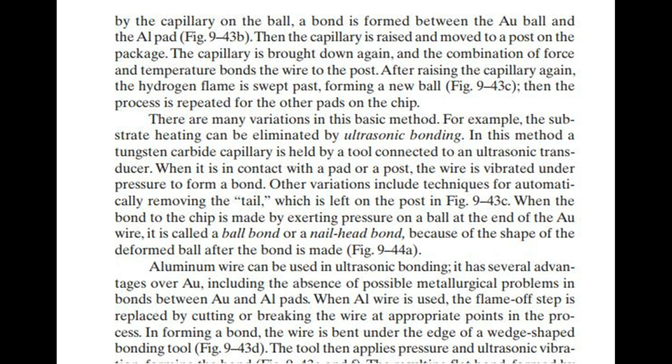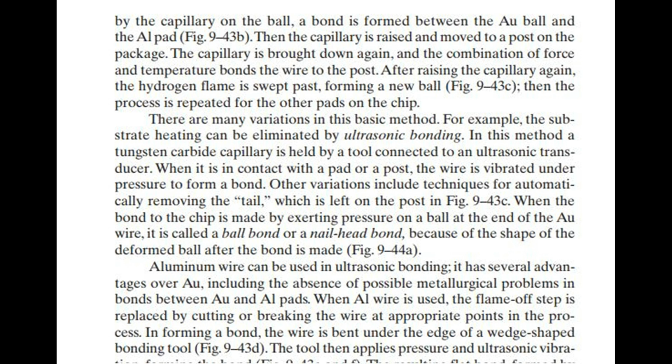When the bond to the chip is made by exerting pressure on a ball at the end of the gold wire, it is called a ball bond or a nail head bond, because of the shape of the deformed ball after the bond is made, Fig 944a. Aluminum wire can be used in ultrasonic bonding. It has several advantages over gold, including the absence of possible metallurgical problems in bonds between gold and aluminum pads.